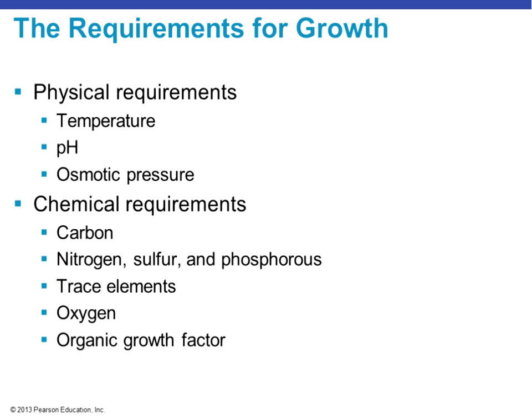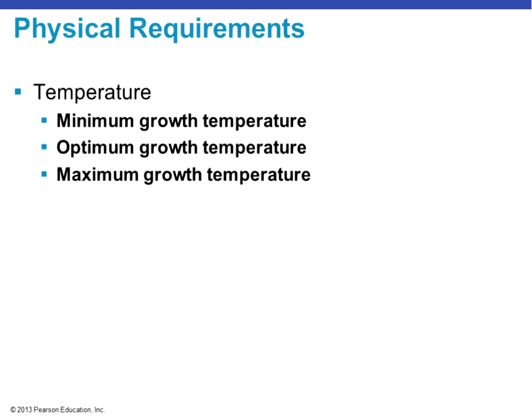Now, in order for growth to take place, there are a couple of different requirements that have to be adhered to. We have physical and chemical requirements. Physical requirements are things like temperature, pH, and osmotic pressure: how many of the solute particles are present or absent, how much water is present. Chemical requirements are things that the bacteria will require to undergo metabolism. So carbon, nitrogen, sulfur, phosphorus, oxygen for energy, and even organic growth factors. So the first class of requirements that we're going to talk about are physical requirements.